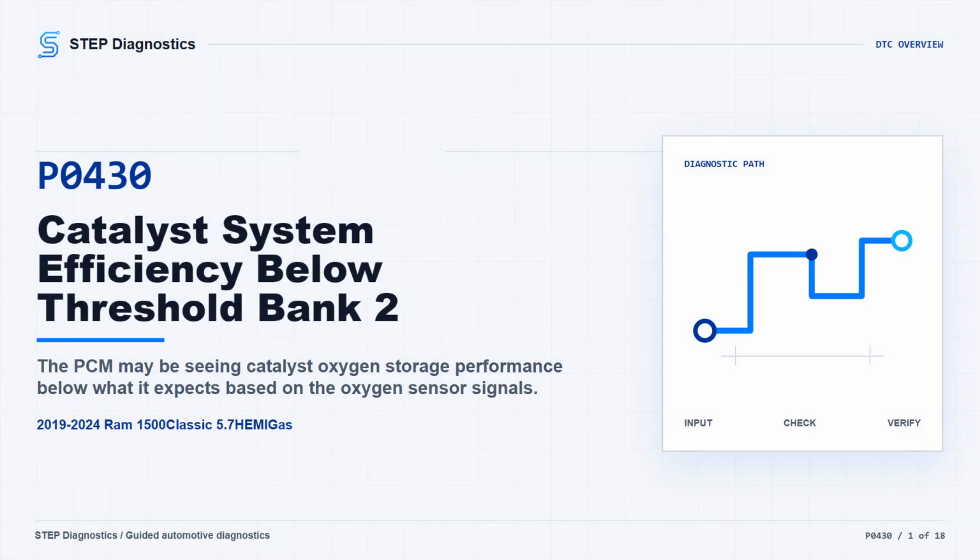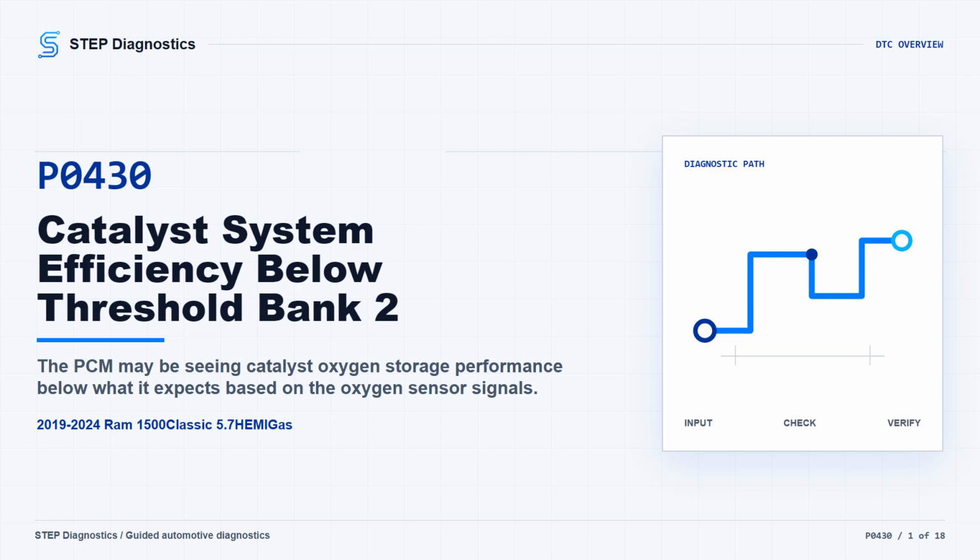On this 2019 to 2024 Ram 1500 Classic with the 5.7 Hemi, P0430 is a Bank 2 catalyst efficiency code. In plain terms, the PCM may be seeing the rear oxygen sensor activity getting too close to the front oxygen sensor activity, which can make it look like the catalyst is not storing oxygen the way it should. The driver may only notice the MIL.